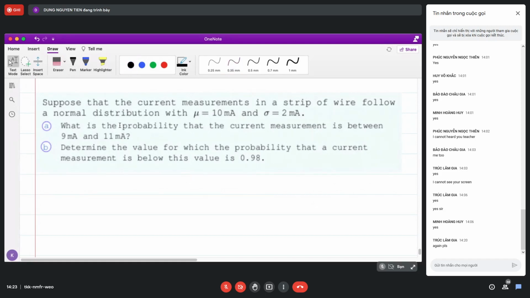Let's consider the following example. Suppose that the current measurement in a strip of wire follows a normal distribution with mean 10 and standard deviation 2. What is the probability that the current measurement is between 9 and 11? And then determine the value for which the probability that a current measurement is below this value is 98%.